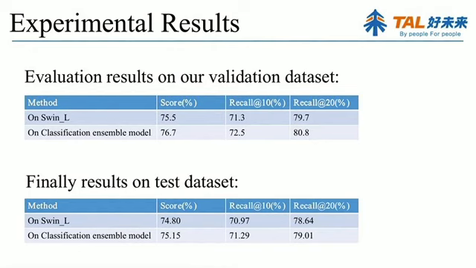This is our final experimental results. The first table is the result on the validation site. The score of the single model is 75.5%. The score of the ensemble is 76.7%. The second table is the result on the test site. The final score on the test site is 75.15%.